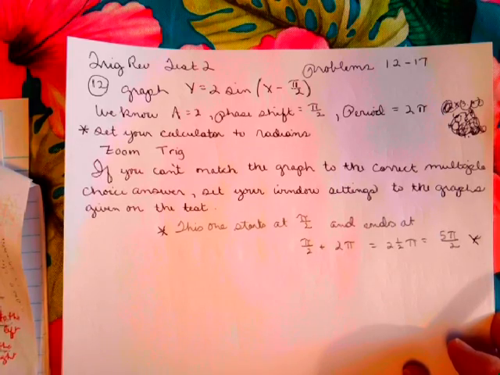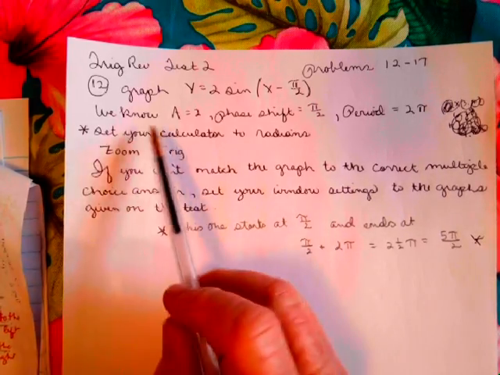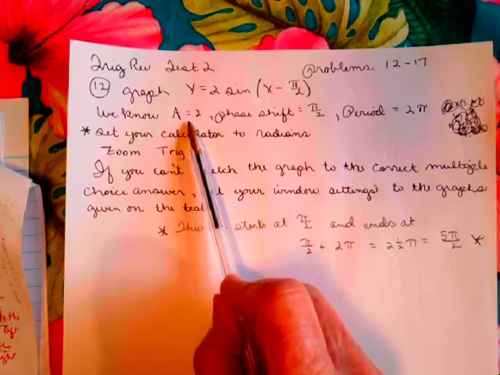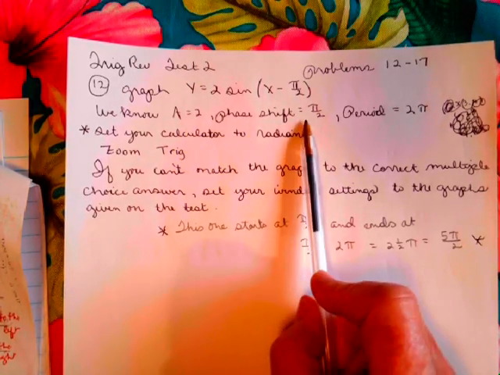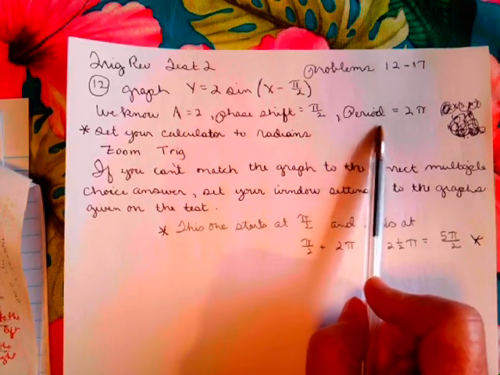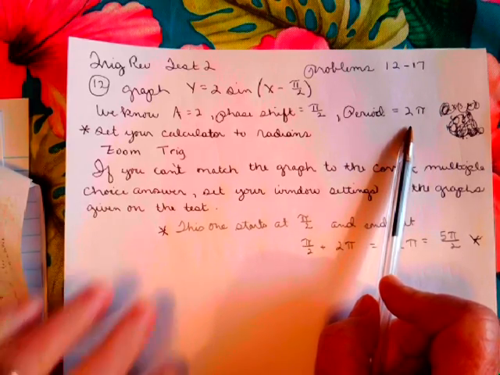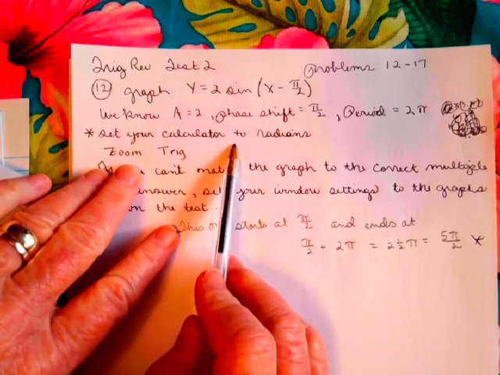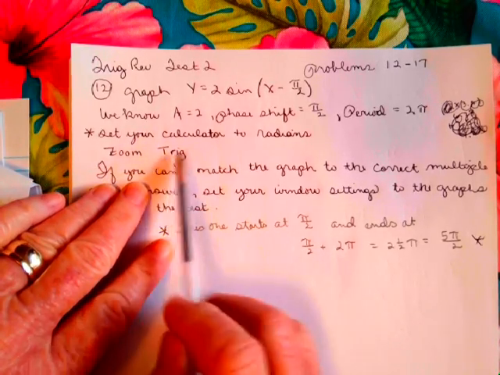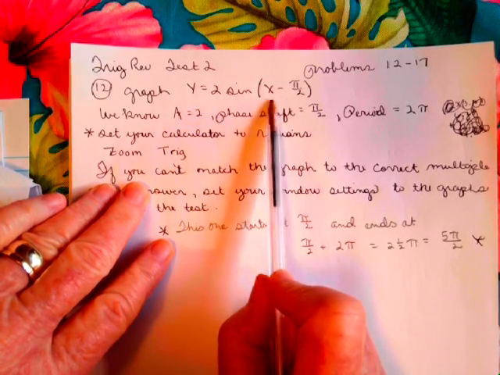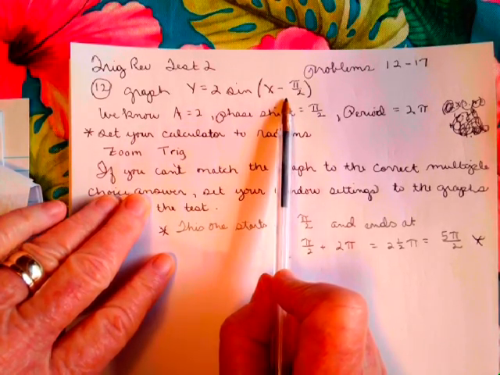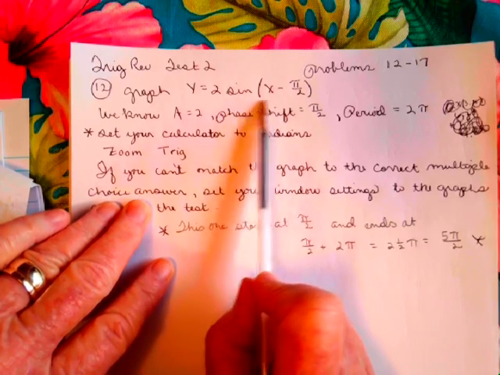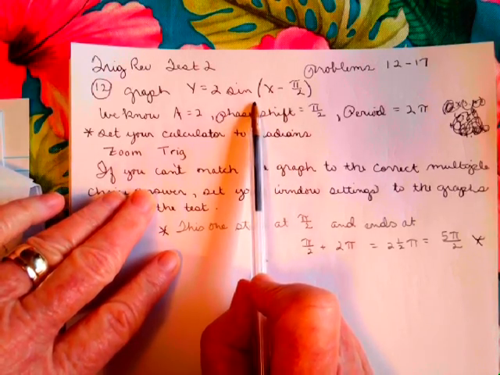I don't really think you'll have any problems choosing the correct multiple choice answer when you think about what you know. You know amplitude's 2, you know phase shift is pi over 2, you know the period is 2 pi. If you will set your calculator to radians and zoom trig and put this function in your calculator, you should be able to match this up with just that much information.